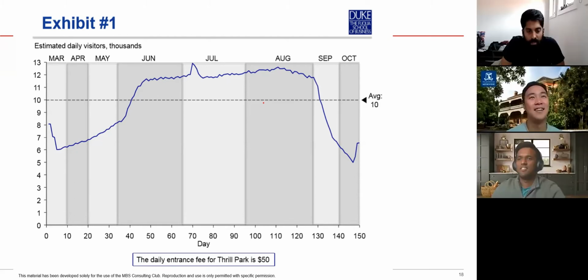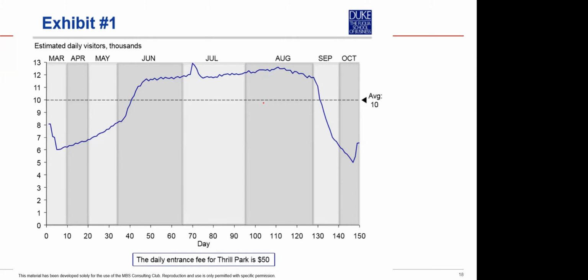Okay, so I'd start by talking through. This is for the thrill park. We've got the number of daily visitors, estimated in thousands. I would probably ask a clarifying question: I'm assuming 0 is today and this is forecasting into the future, or is it? Yep, okay. So we see that the average across this 150-day period is 10, but there's a noticeable swing throughout that period. So there is some sort of seasonality trend going on.